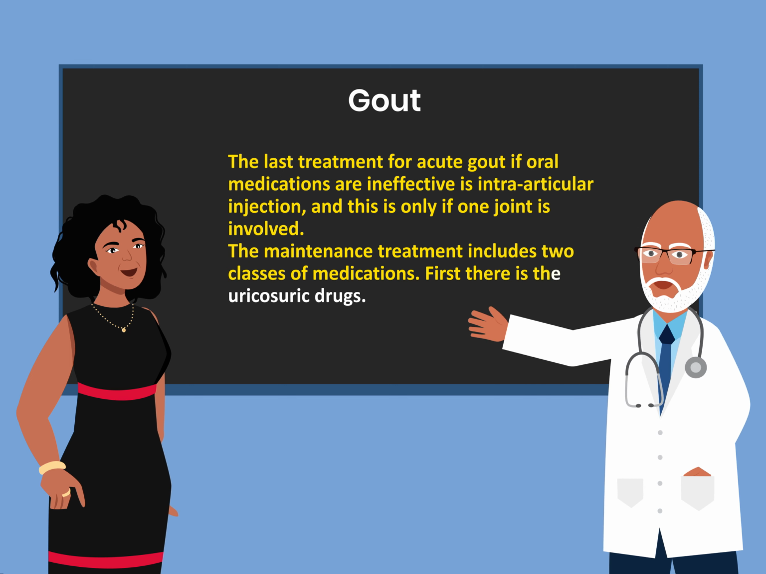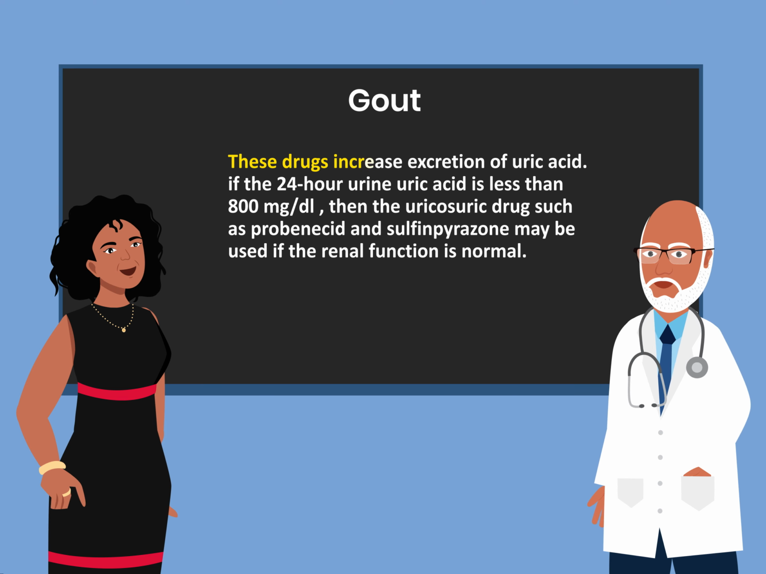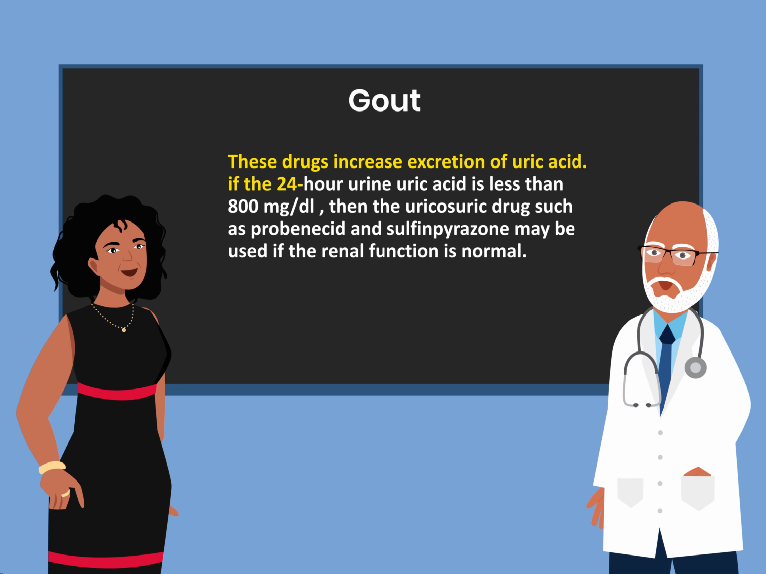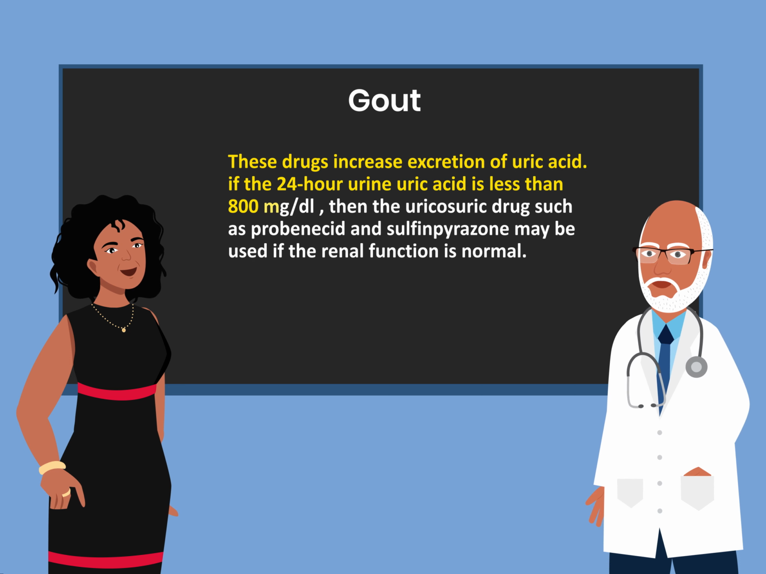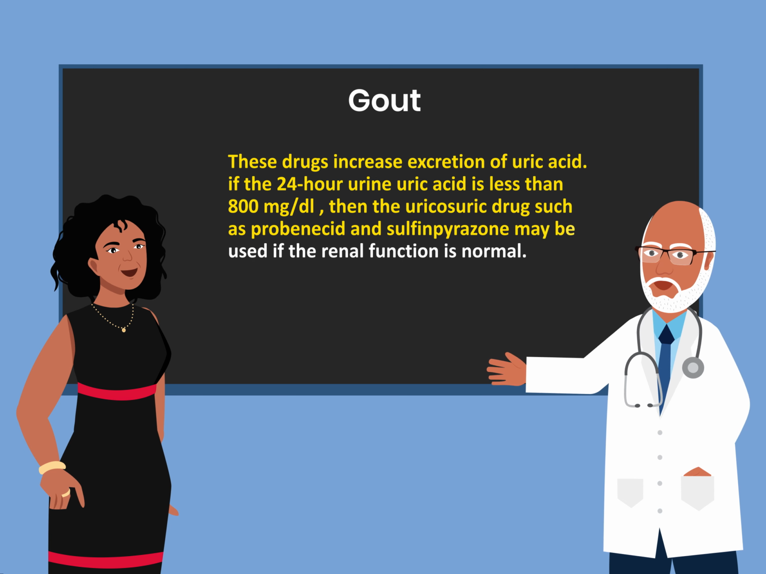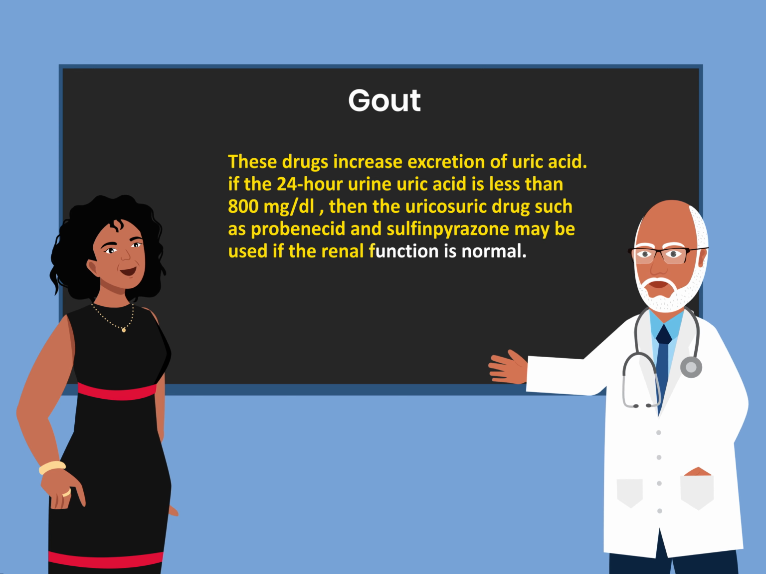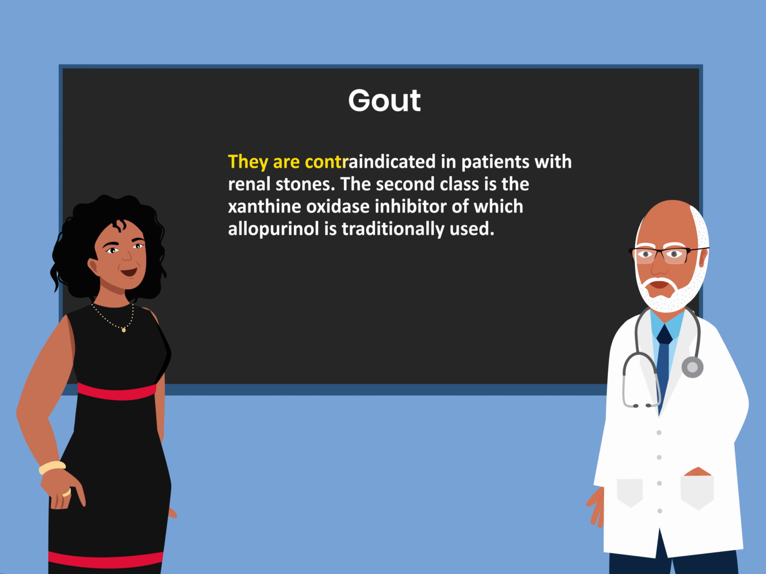The first is the uricosuric drugs. These drugs increase excretion of uric acid. If the 24-hour urine uric acid is less than 800 milligrams per dl, then uricosuric drugs such as probenecid and sulfinpyrazone may be used if the renal function is normal. They are contraindicated in patients with renal stones.